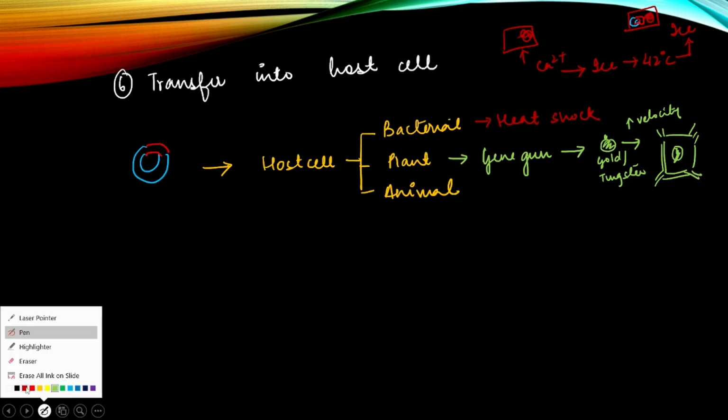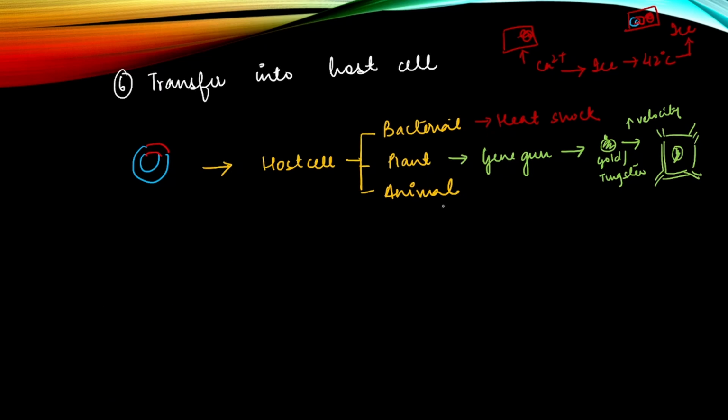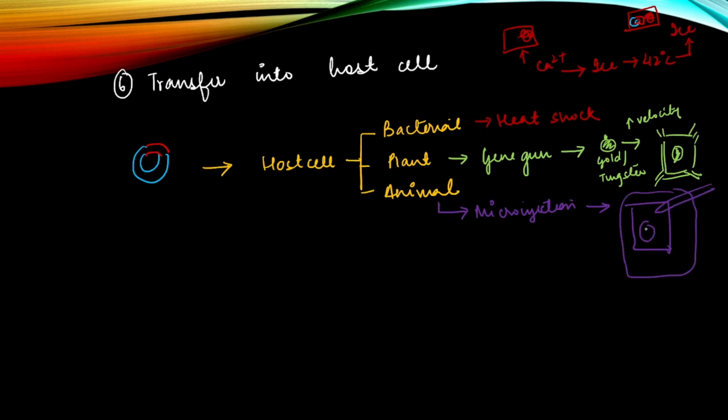And for an animal cell, what do we use? Microinjection. Now DNA is inserted. If this is an animal cell here and this is the nucleus, this is already existing DNA. Now here we directly introduce the recombinant DNA. Right? This is what transfer into the host cells is.